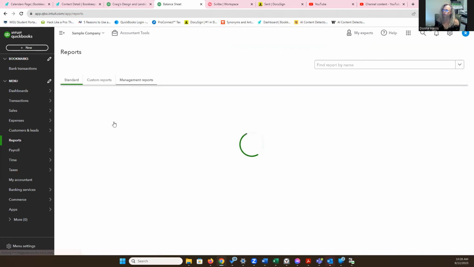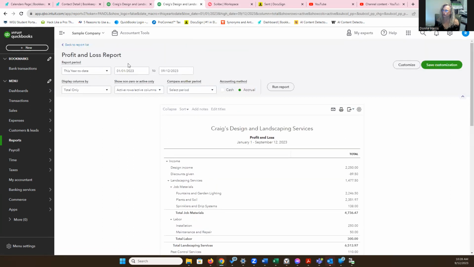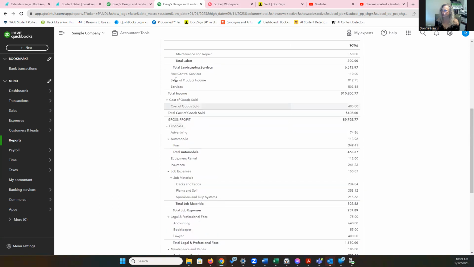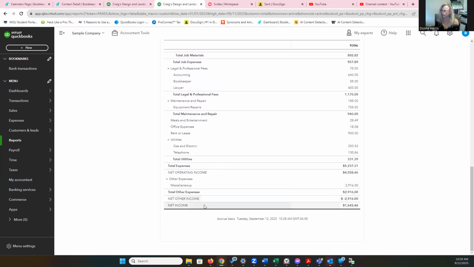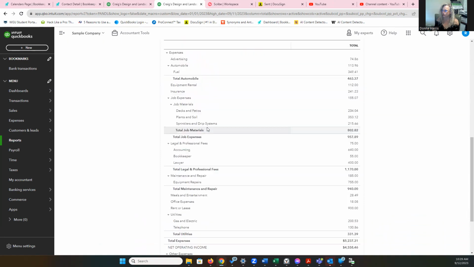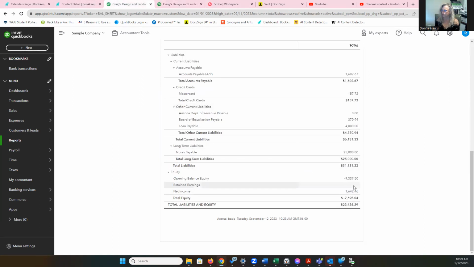Now I am going to open another screen and look at the profit and loss for the same dates. This is as of yesterday, when I did this. You'll notice down here, yesterday I went over all of this. But down here at the bottom where it says net income on the profit and loss, I made sure the dates were the same. Then I scroll all the way to the bottom to see the bottom line: net income, $1,642.46. And on the balance sheet, it should also have the same.